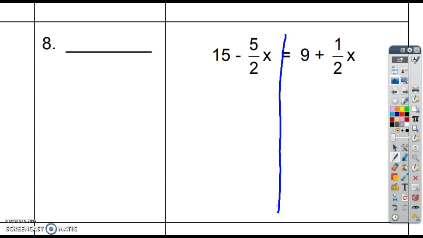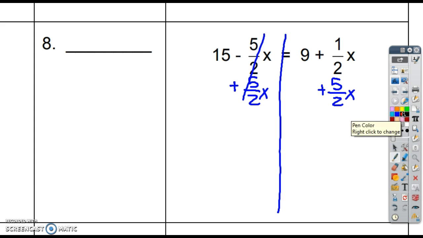So the first thing I need to do is move my smallest variable. Out of negative 5/2 x and a positive 1/2 x, my negative 5/2 x is smaller. So I'm going to move that. It's negative, so how do I get rid of it? We're going to add it to both sides. On this side, it cancels out, so I can cross that out and bring down my 15. My equal sign follows. Bring down my 9. We haven't done anything with my 9. And if you have 1/2 plus 5/2, you now have 6/2 x.